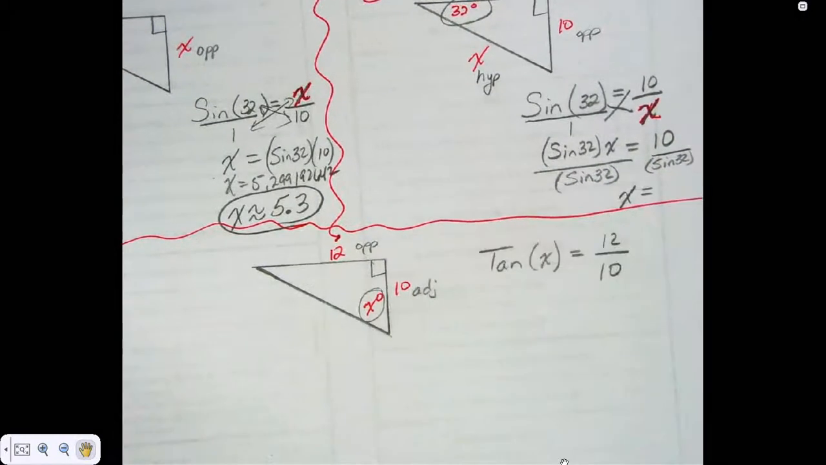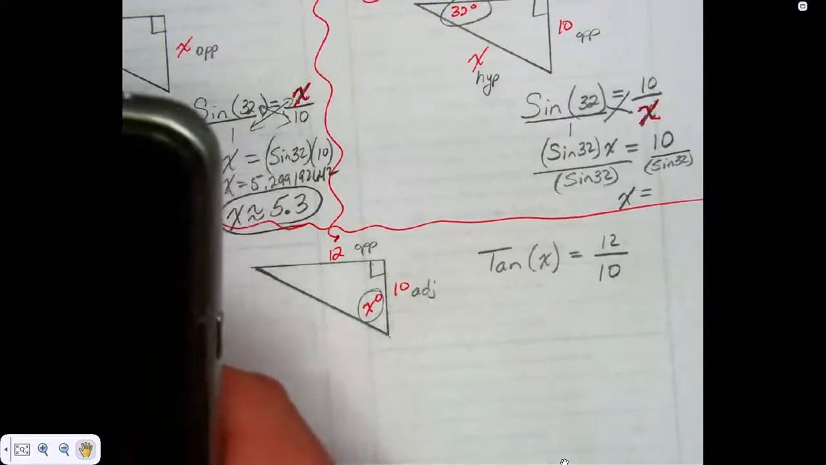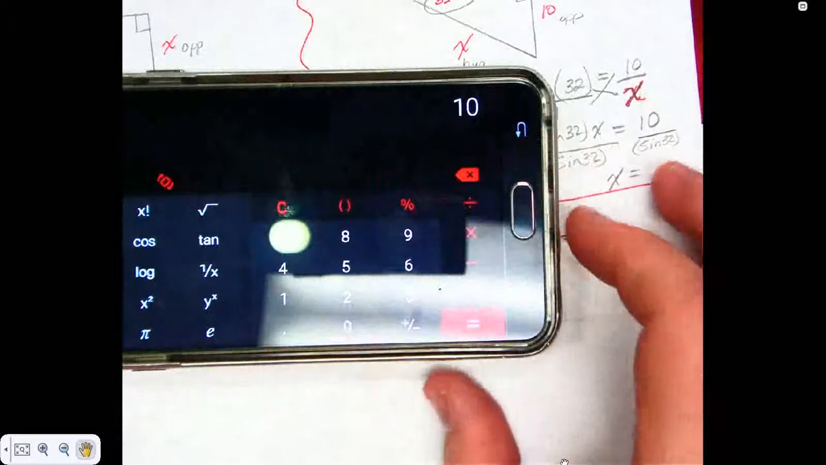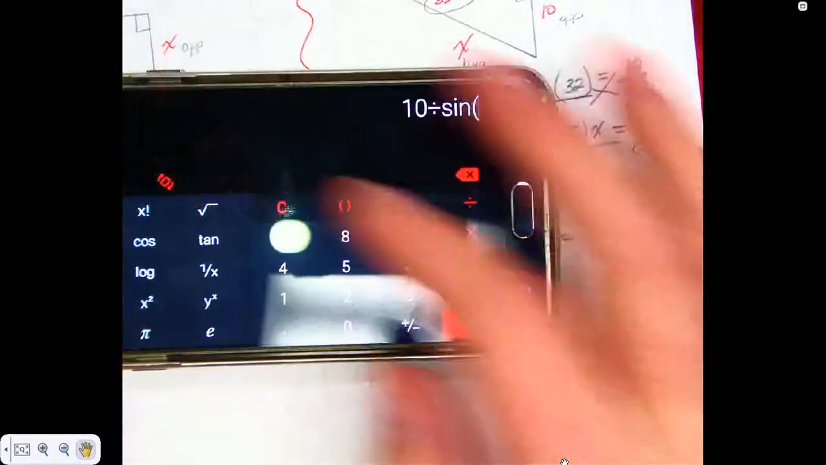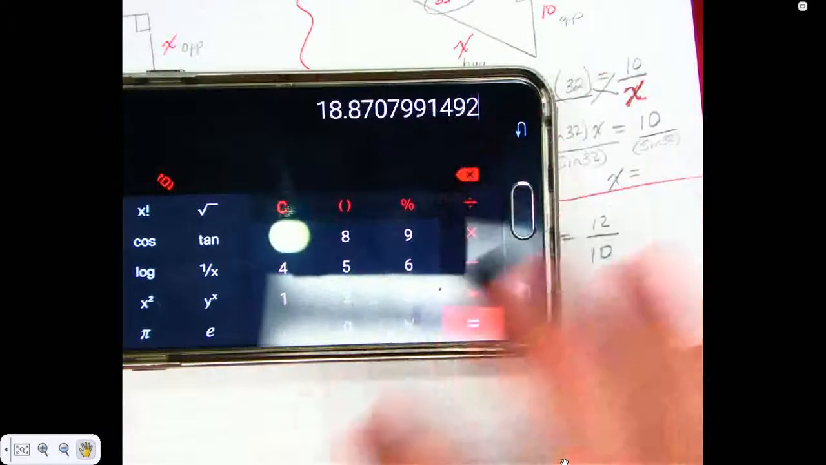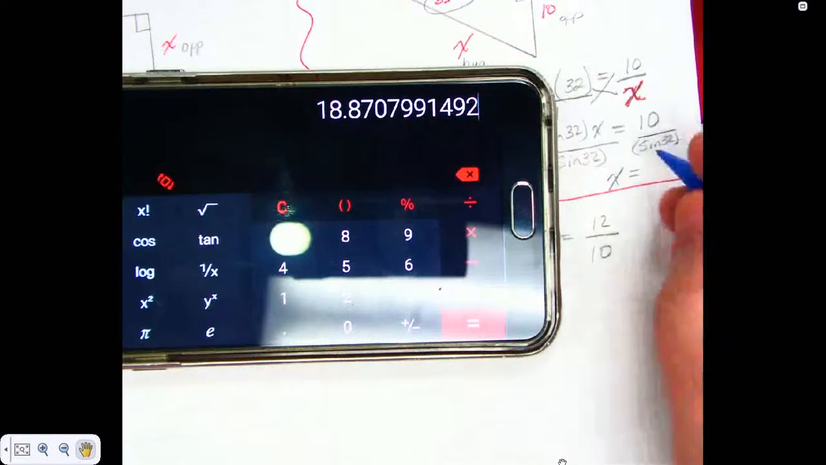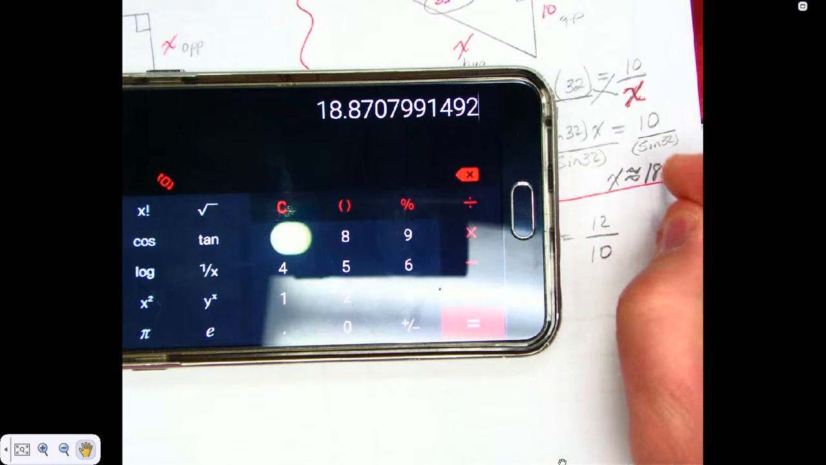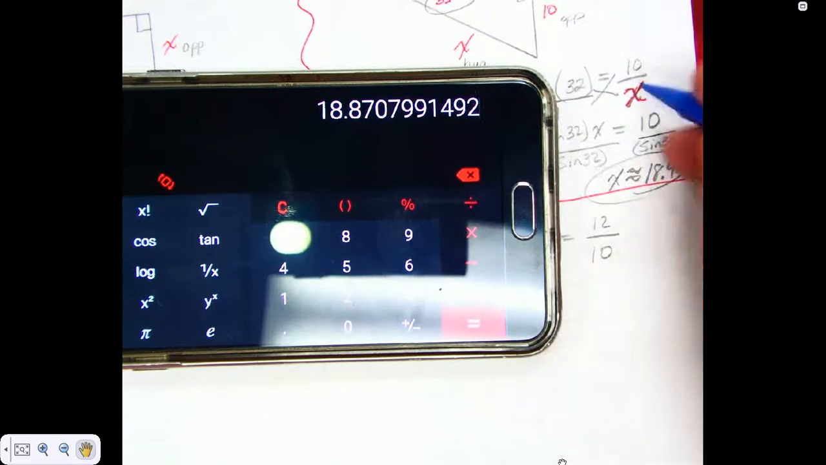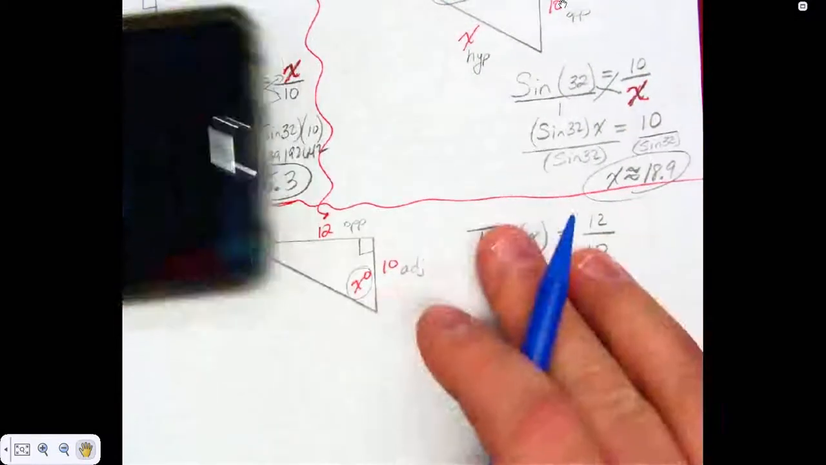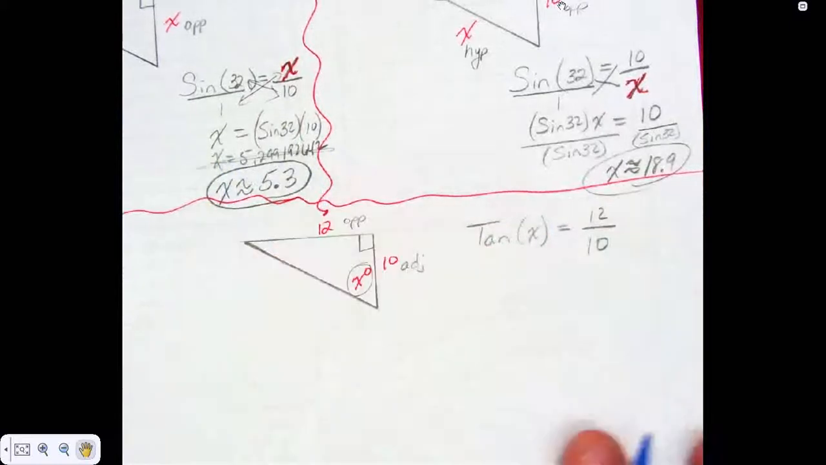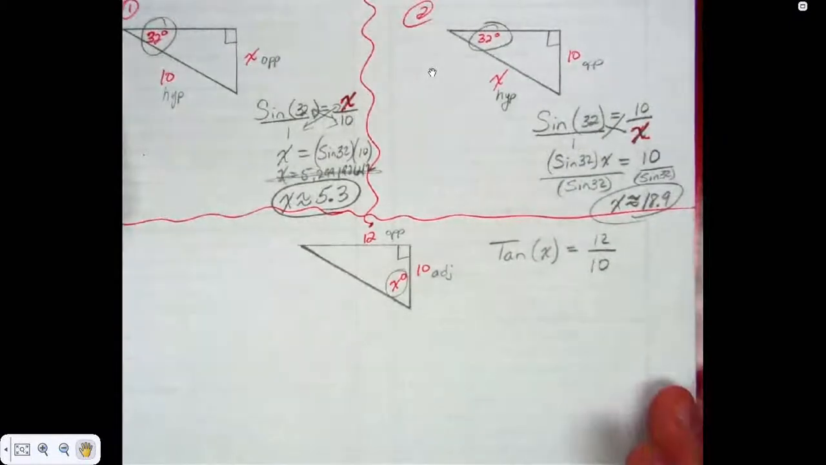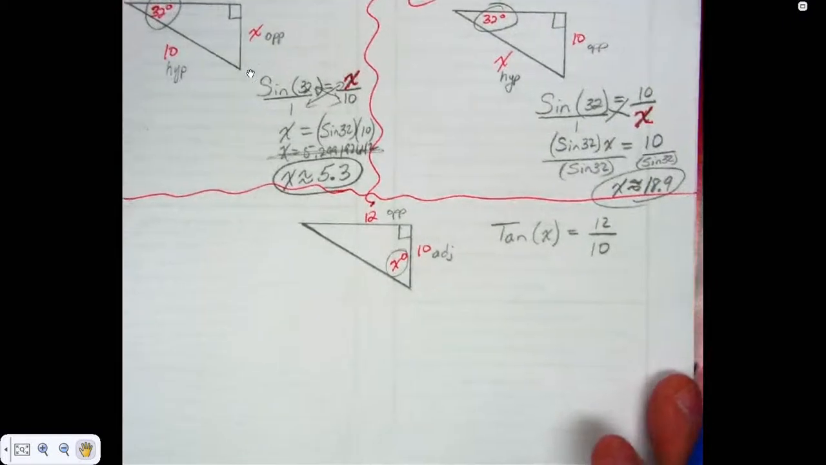So here, what am I going to do? I'm going to, what is it? 10 divided by sine of 32. What does that equal? 18.87. Rounded to the nearest tenth, what do you get? 18.9. This is what I expect to see here on your paper. Like I said, I don't have to see this step here. So is there any confusion when I say this is exactly what I want it to look like? Shouldn't be any problem, should there?